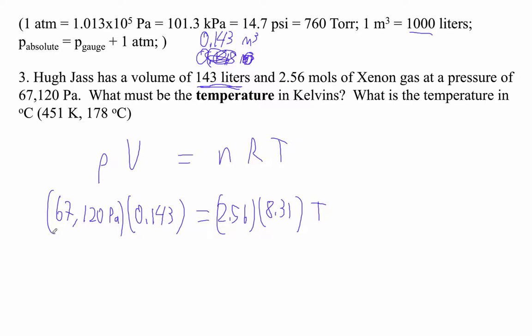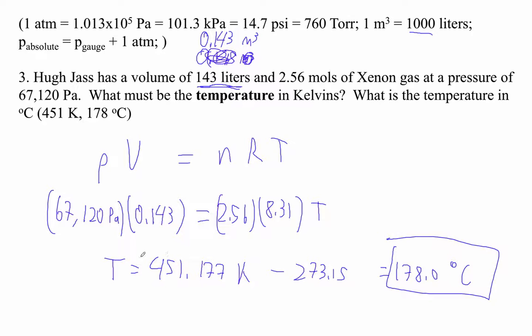So here we go. 67,120 times 0.143 divided by 2.56 divided by 8.31, and we get a temperature of roughly 451.177 kelvins. Minus 273.15 will give us Celsius, and that's 178.0 degrees Celsius. Here's kelvins.